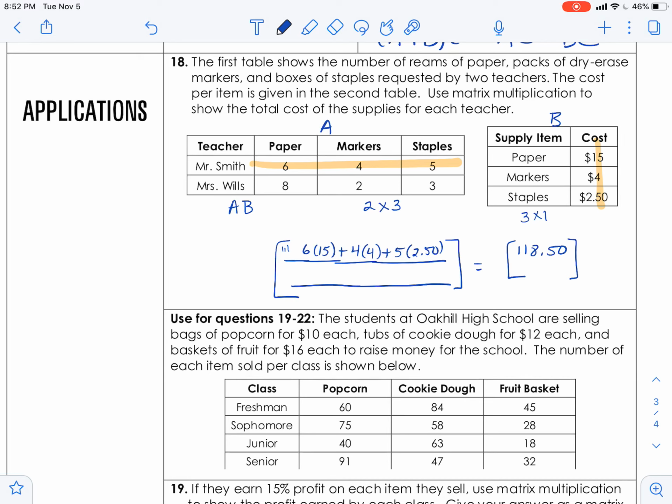Where are we at? It says, find the total cost of supplies for each teacher. So Mr. Smith, his cost for his supplies was $118.50. Okay, let's do Mrs. Willis. So we're going to take row 2, column 1.